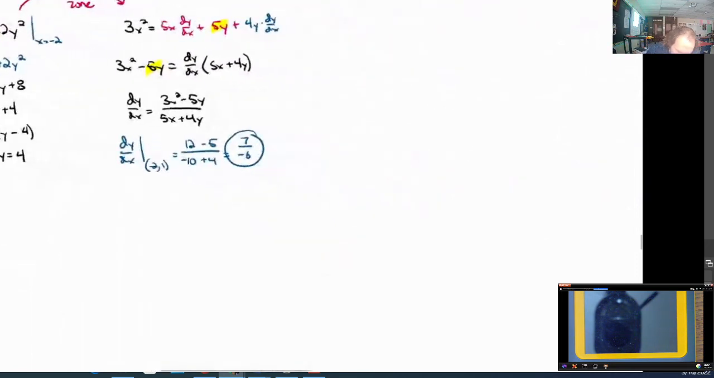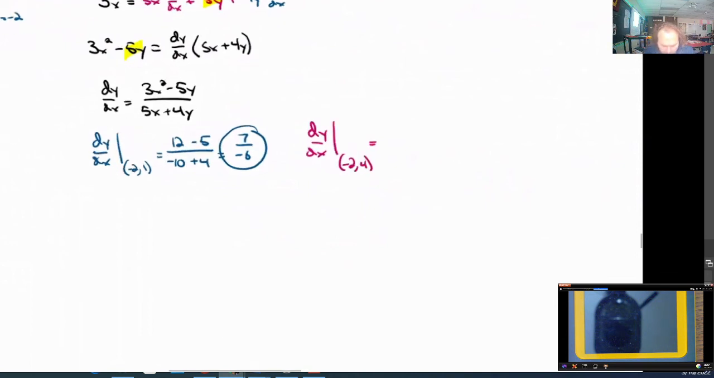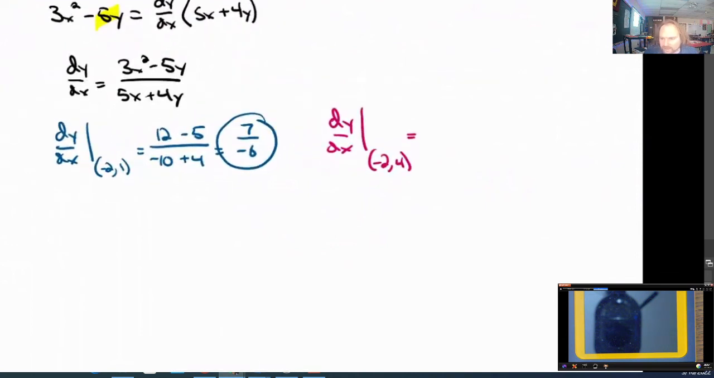The other slope that we're going to need is the dy dx when we're at the point negative 2, 4, which is the other point we identified that's on this line, or the other point where there's a vertical tangent or whatever, when x is negative 2. This will give us 3 times negative 2 squared again, which is also 12. This time minus 5 times 4, which is 20. 5 times negative 2 is still negative 10. This time plus 4 times 4, which is 16. This is going to give us negative 8 over 6, or negative 4/3.